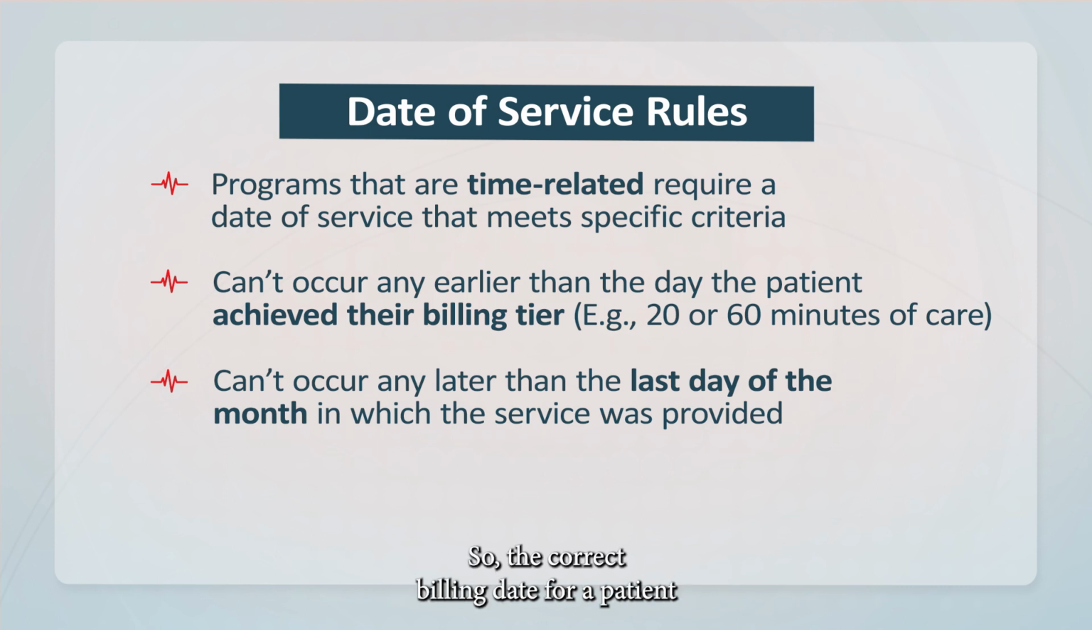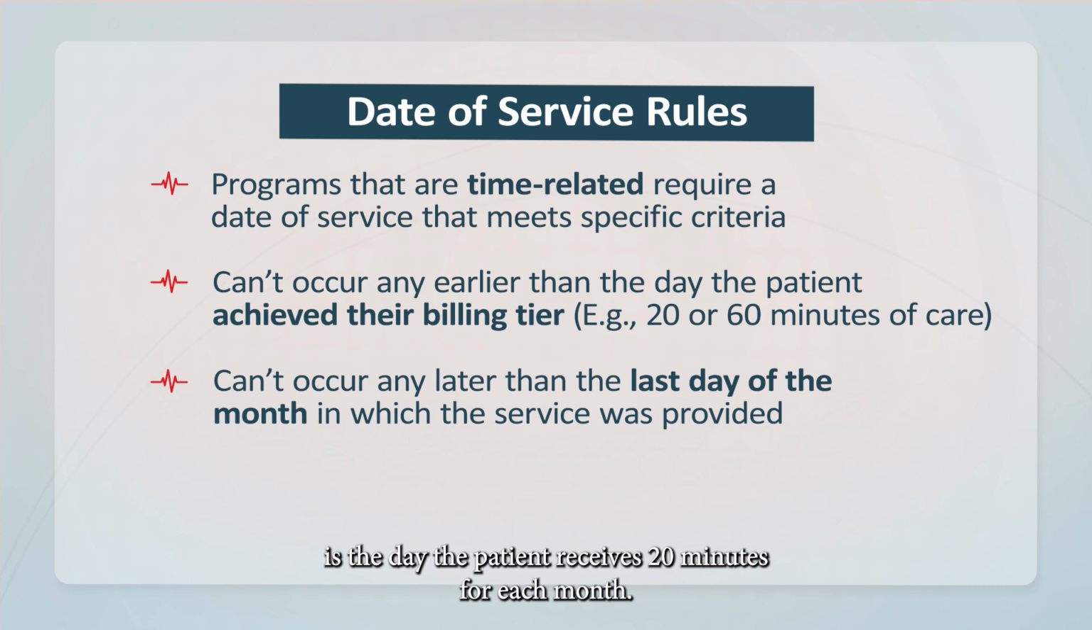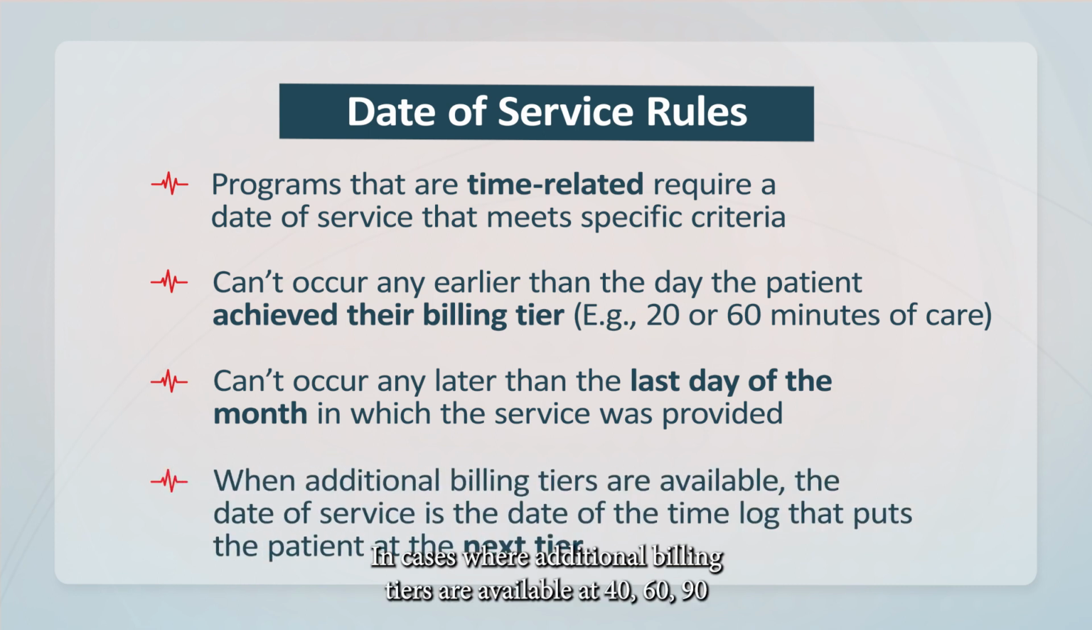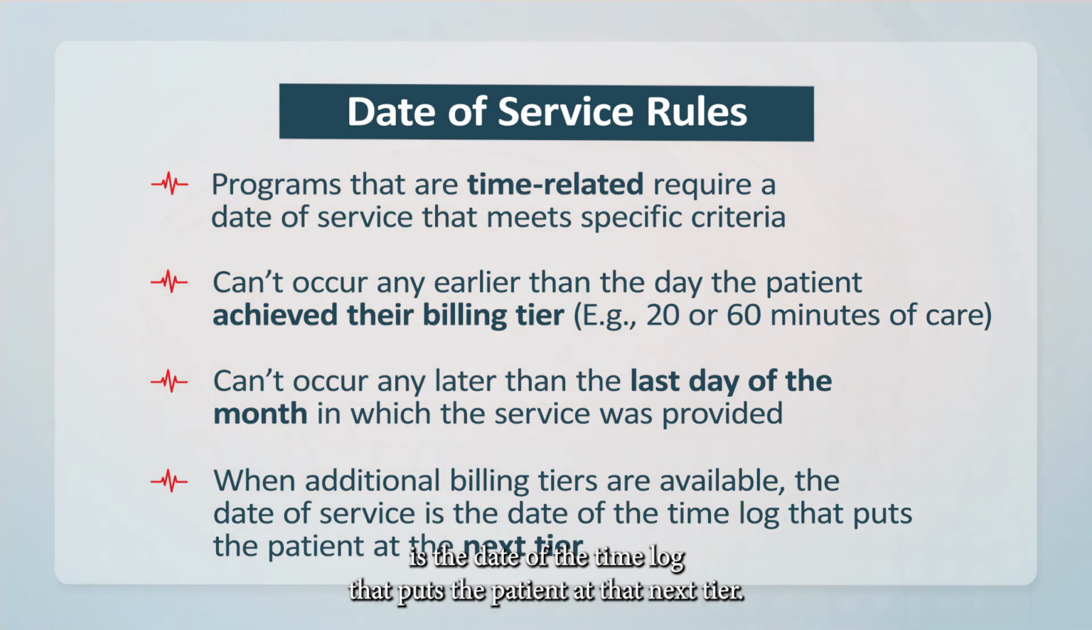So the correct billing date for a patient is the day the patient receives 20 minutes for each month. In cases where additional billing tiers are available at 40, 60, 90, and an additional 30-minute increments, the date of service is the date of the time log that puts the patient at that next tier.